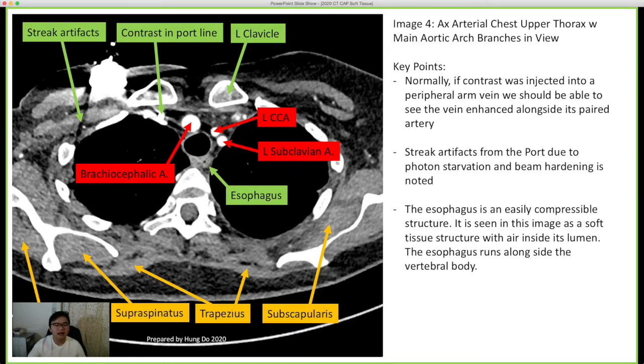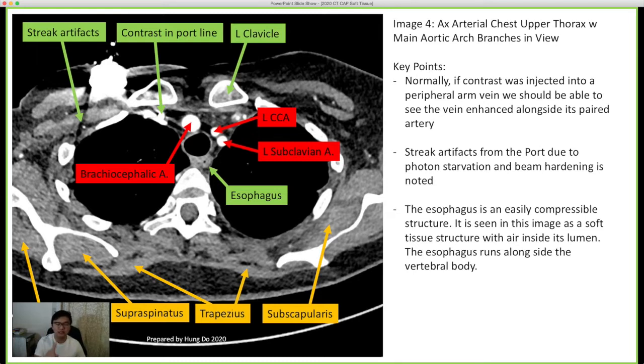With the streak artifacts, this is the reason a lot of places do a saline bolus chase. So what is a saline bolus chase? A saline bolus chase is a technique where you inject contrast first, and then you follow that immediately by a bolus or a run of normal saline. And what that does is it has three rationales.